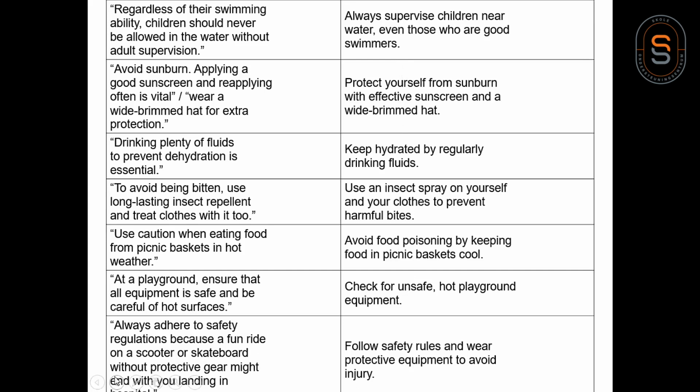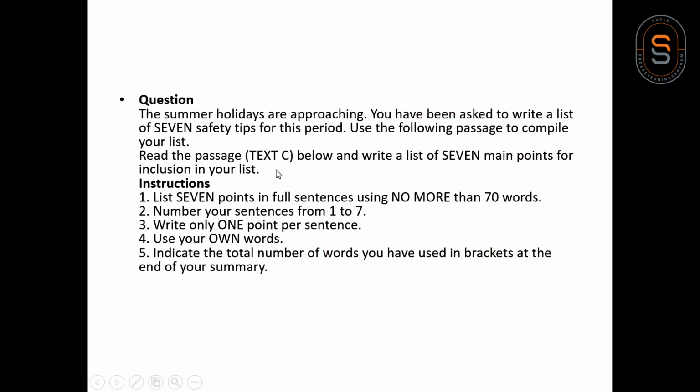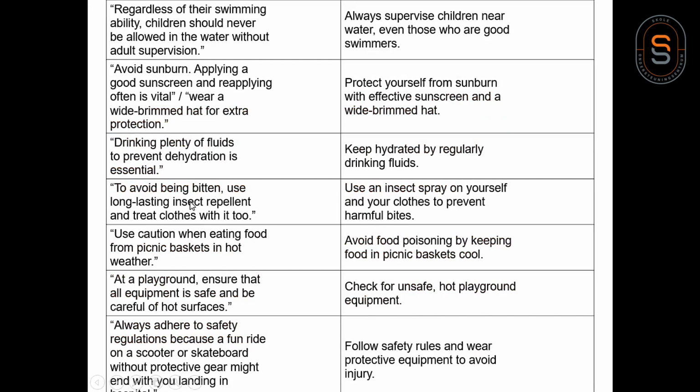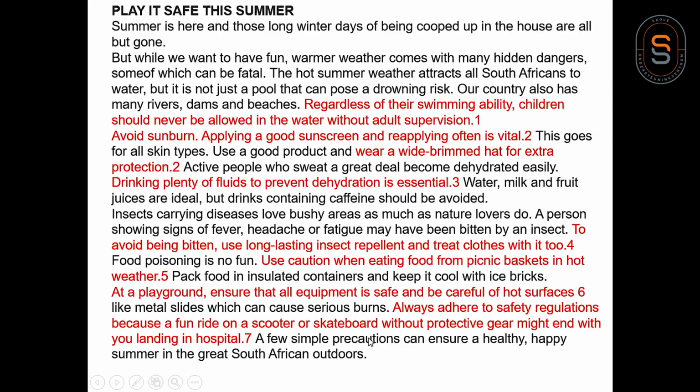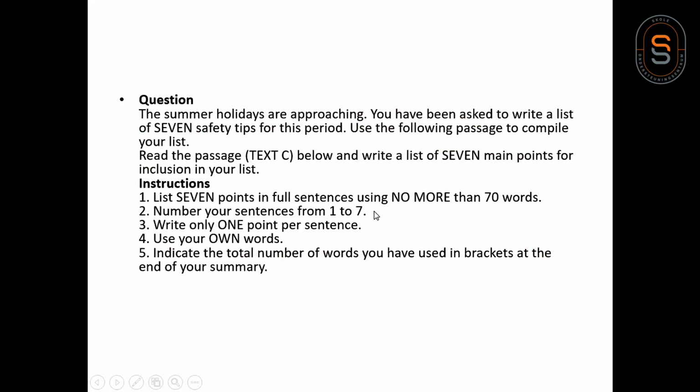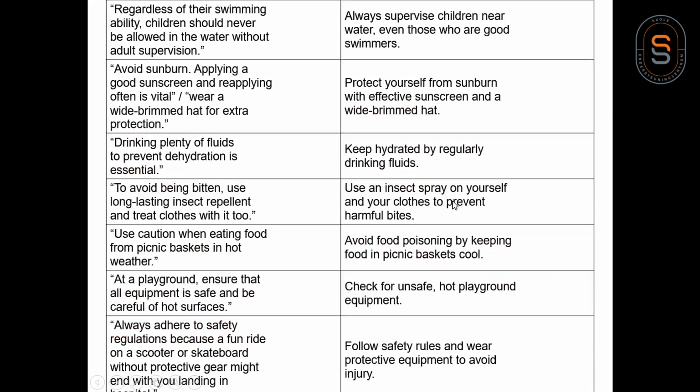Immediately draw a line through your planning so that it would not be marked. Count your words. Go back to your instructions. See that you've listed 7 points. Write 1, 2, 3, 4, 5, 6, 7. Done. Okay, no more than 70 words. So you count your words and you write down your word count at the bottom.